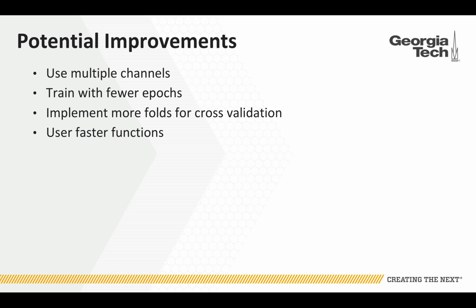For potential improvements, we can of course use multiple channels instead of the way we are using now, and train perhaps with fewer epochs, and implement more folds for cross validation. We currently only use one fold for cross validation, but we use 24 for the training. And of course, we can always optimize our MATLAB functions. Currently, with the MATLAB functions, I don't think there's much optimization being done, so it still has much room to improve the performance. That's all. Thank you.